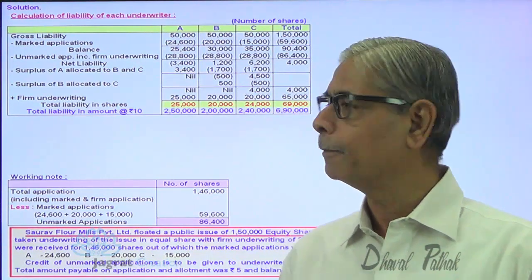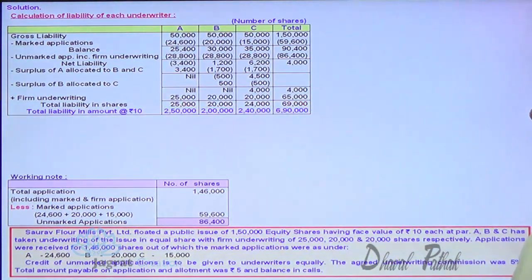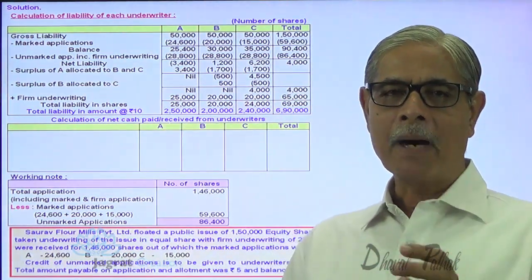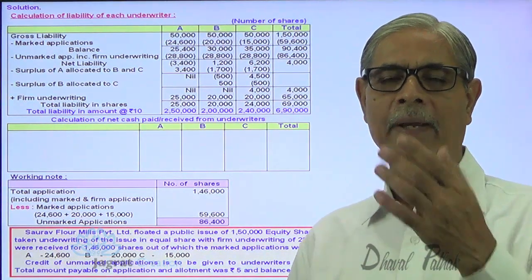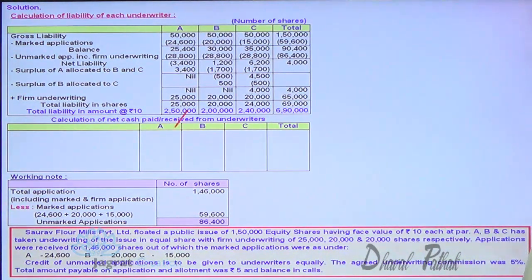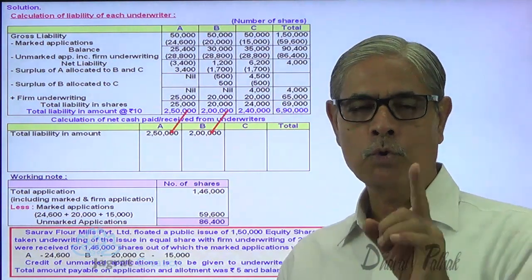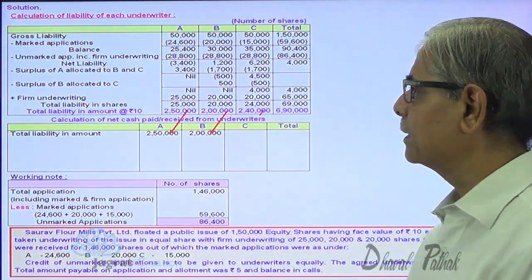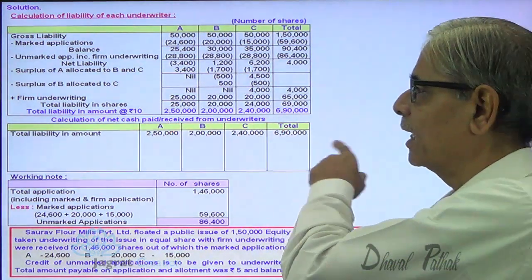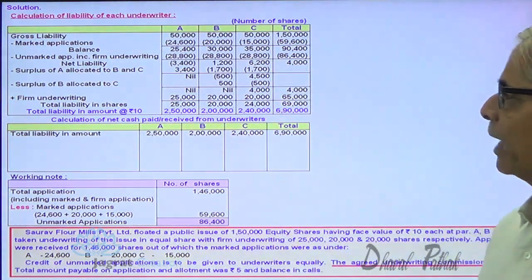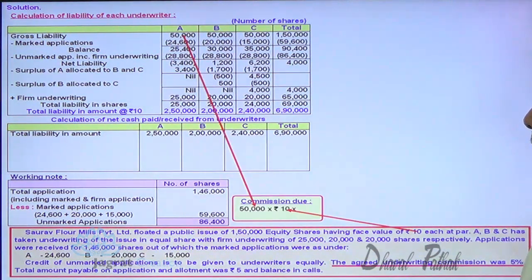as per the underwriting agreement. Now I want to calculate the underwriting commission also, and the calculation of net amount to be received from the underwriter or to be paid to underwriter after adjusting the underwriting commission. Now see. 2,50,000 is the total liability of A, 2,50,000 towards company under the underwriting agreement. Total liability of B, 2 lakhs. Total liability of C. This is the total liability of underwriters towards the company.